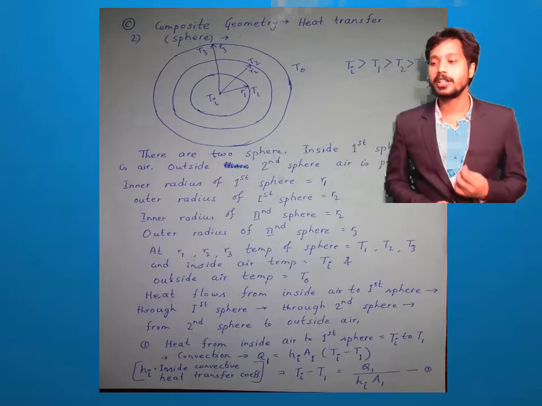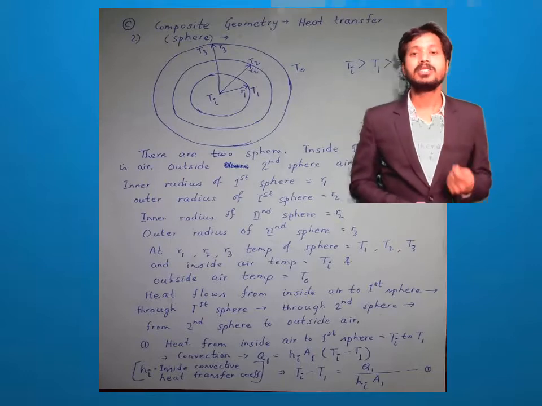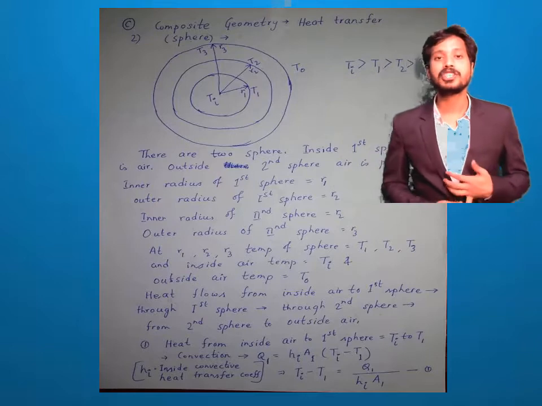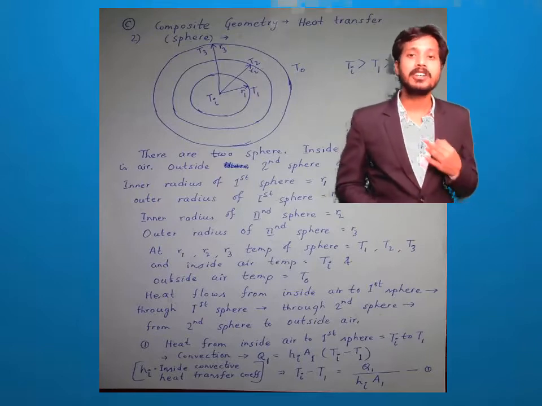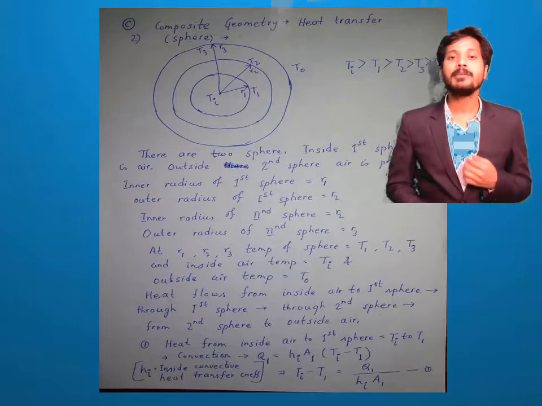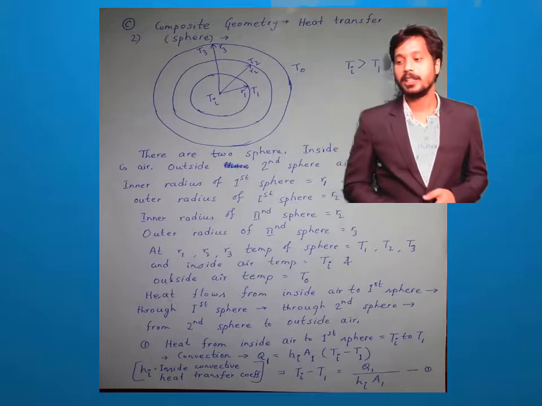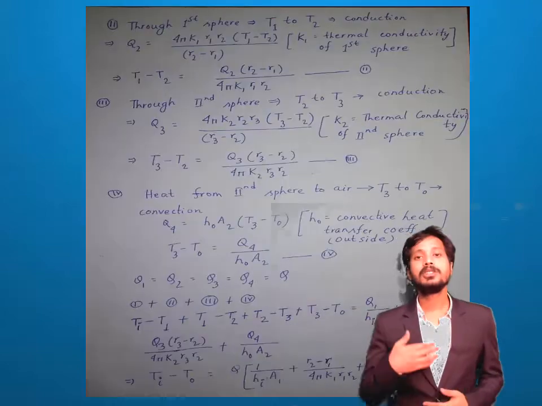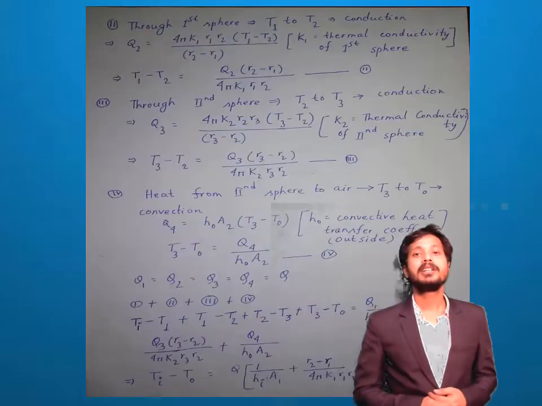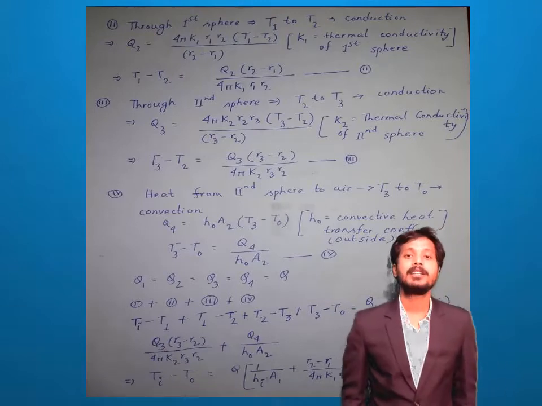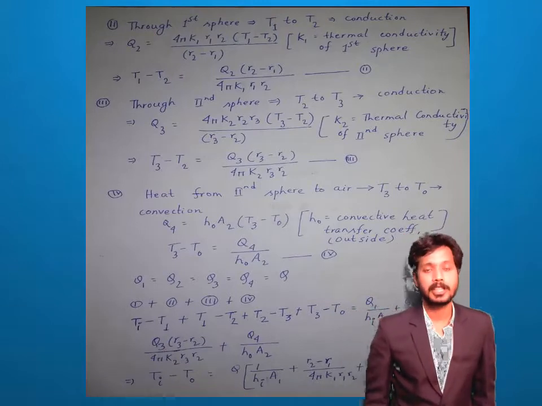So Q1 equals Hi into A1 into Ti minus T1. So here Hi is the overall convective heat transfer coefficient on the inside. So for Ti minus T1 we get Q1 by Hi A1. So through the first sphere, then what is the formula? It will be from T1 to T2 and the mode of heat transfer will be conduction.